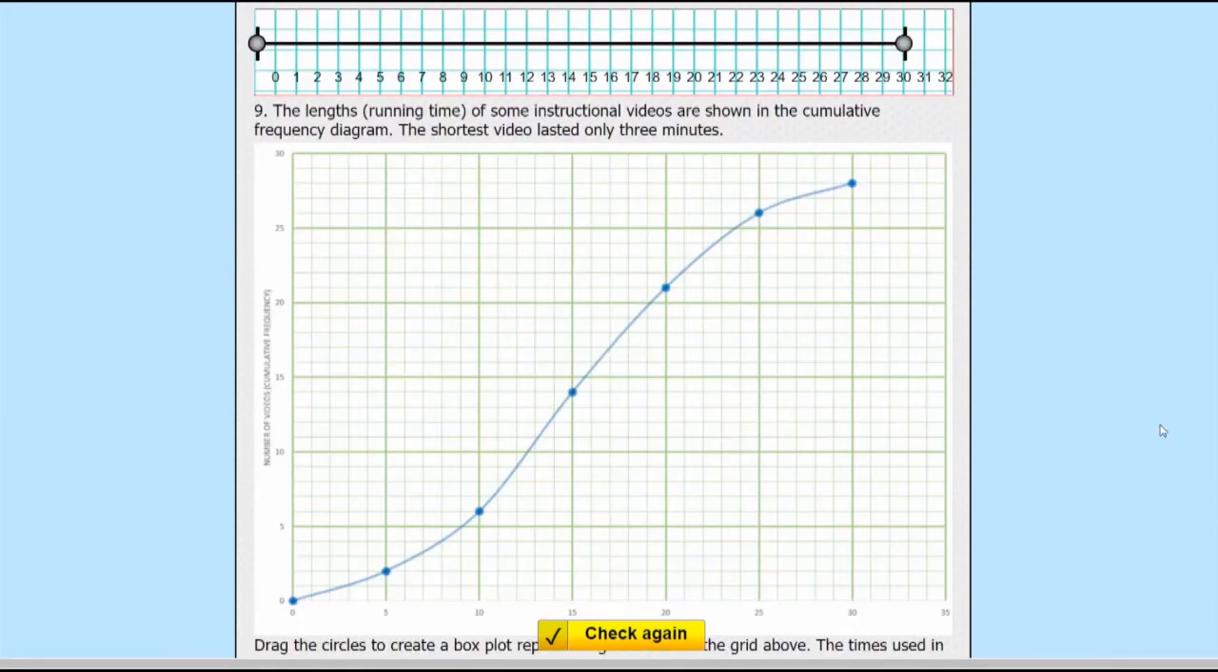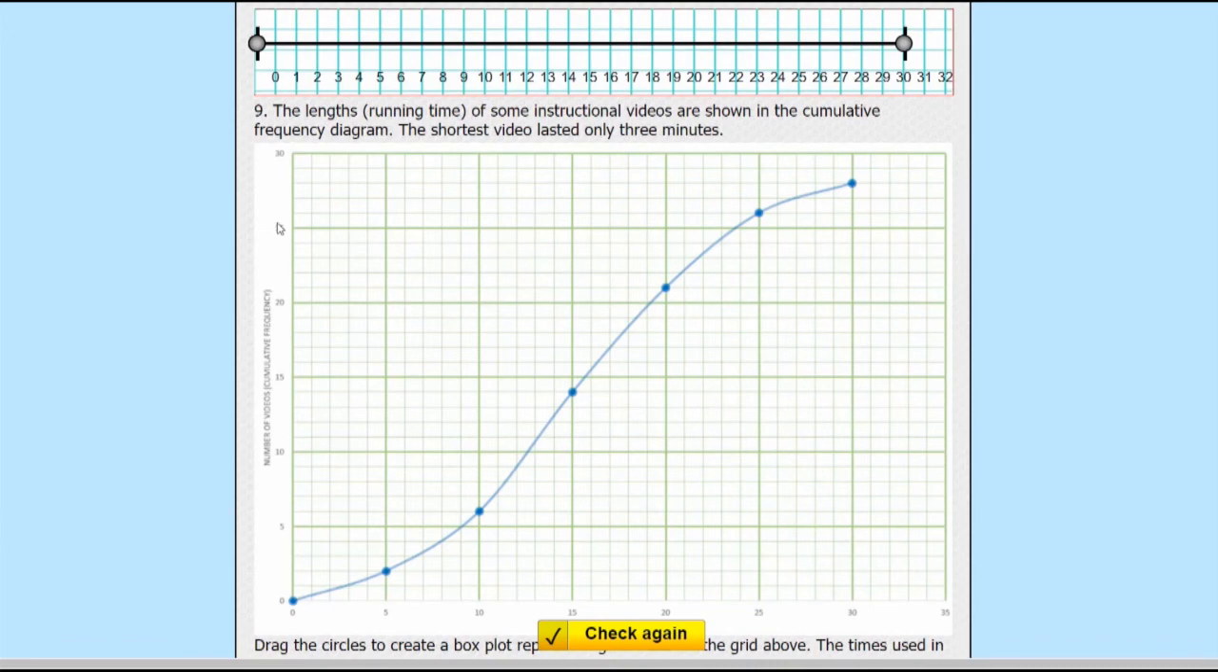So here we are, question 9. Some instructional videos shows the running time as a cumulative frequency diagram. So you can see the times on the axis down here. 30 is right over there at the right hand end of our graph, so that must have been the longest or the maximum running time, and we're told that the shortest video lasts only 3 minutes. So this is where we get the information for the minimum.